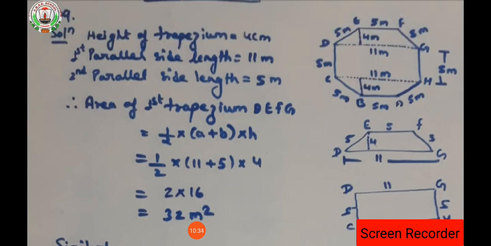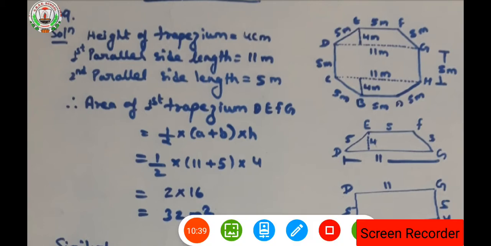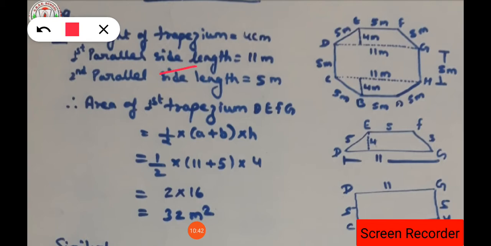Clear? So if we split this figure, the octagon will be split in the form of, first a trapezium, second a rectangle, and third again a trapezium. So in this way the octagon is split into three parts, and for all these three parts we have to individually find the area. The height of the trapezium is given as 4 meter, one parallel side is 11 meter, and the second parallel side is 5 meter.